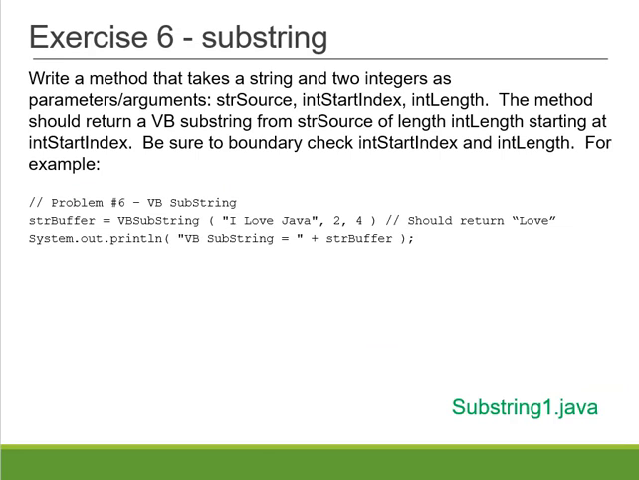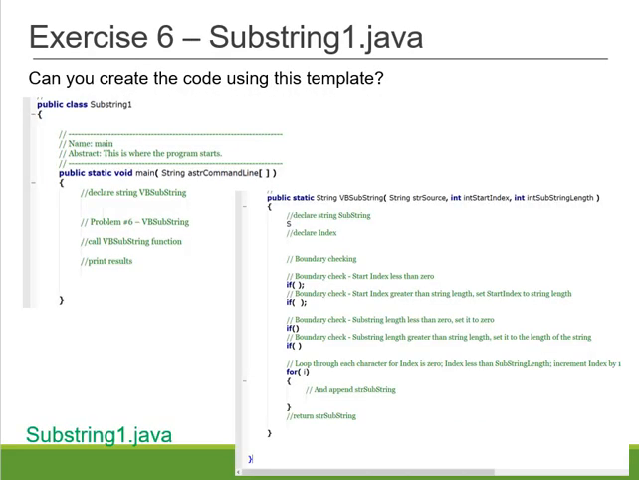Exercise 6. Create another method called VBSubstring that receives a string, a start integer index, and a length integer as parameters. This method will return a substring of the string parameter starting from the index parameter for the length parameter value. Be sure to do boundary checking for the start index and the length. Refer to the example on the screen. Use this template to create your program.